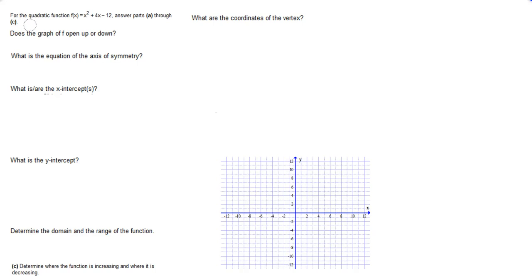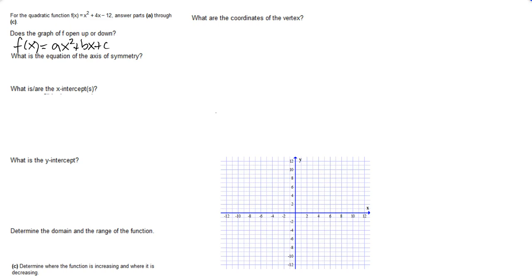This question says, for the quadratic function f of x equals x squared plus 4x minus 12, answer the following parts. Does the graph of f open up or down? So a quadratic function will be of the form f of x equals ax squared plus bx plus c. This is the general form of a quadratic, which is what we have.